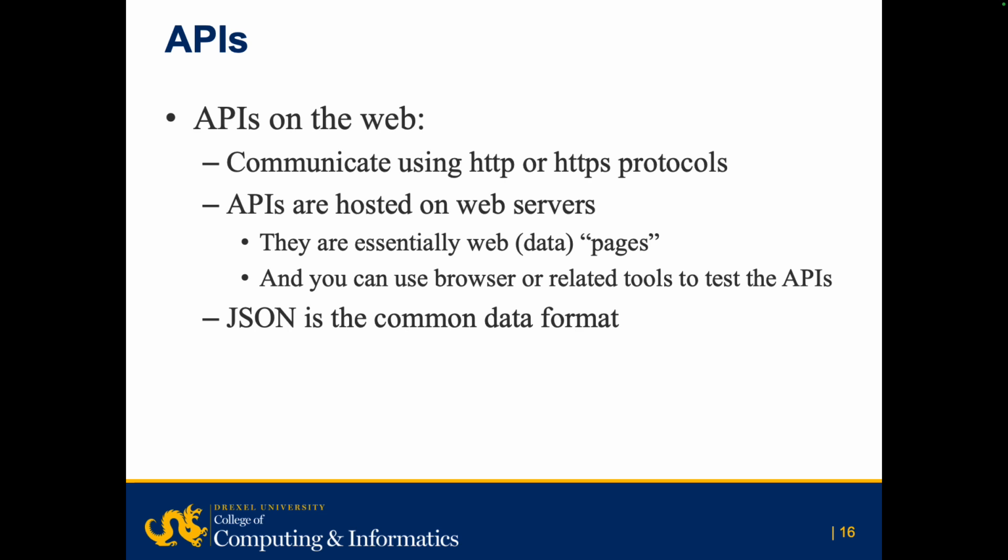So with APIs on the web, you communicate using the HTTP or HTTPS protocols, because these APIs are hosted on web servers, maybe hosted by other people's web servers. Perhaps you're also going to create your own APIs, hosted on your servers. These are APIs, but you can also think of them as data pages. They are just like regular pages, but instead of HTML markup language, you are using JSON to package the data.